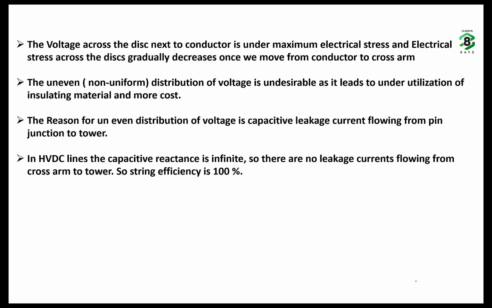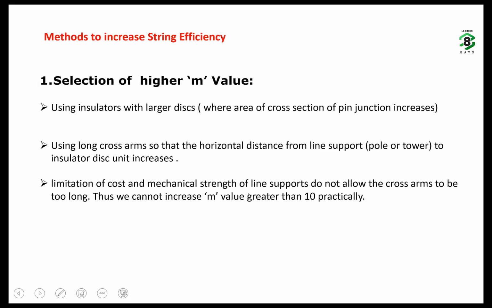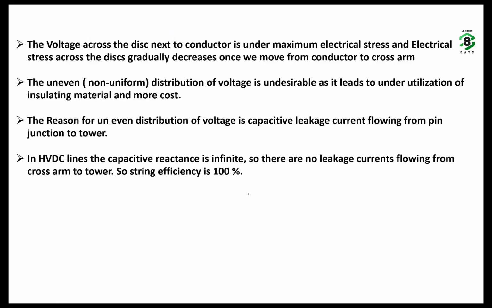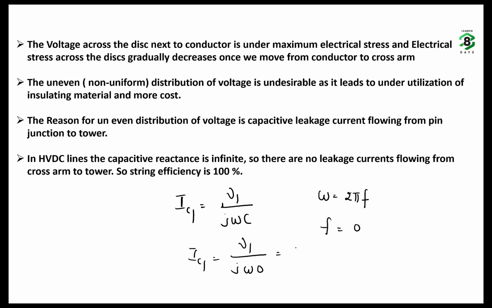The next point which I want to convey: in HVDC lines, the capacitive reactance leakage currents are zero. Why? Because IC1 is given by what? V1 divided by j omega c. Omega is equal to 2 pi f. What is the frequency for DC? 0. So IC1 will become V1 divided by j omega 0, which is infinity. Sorry, 1 by j omega c. I'm sorry, I just corrected.